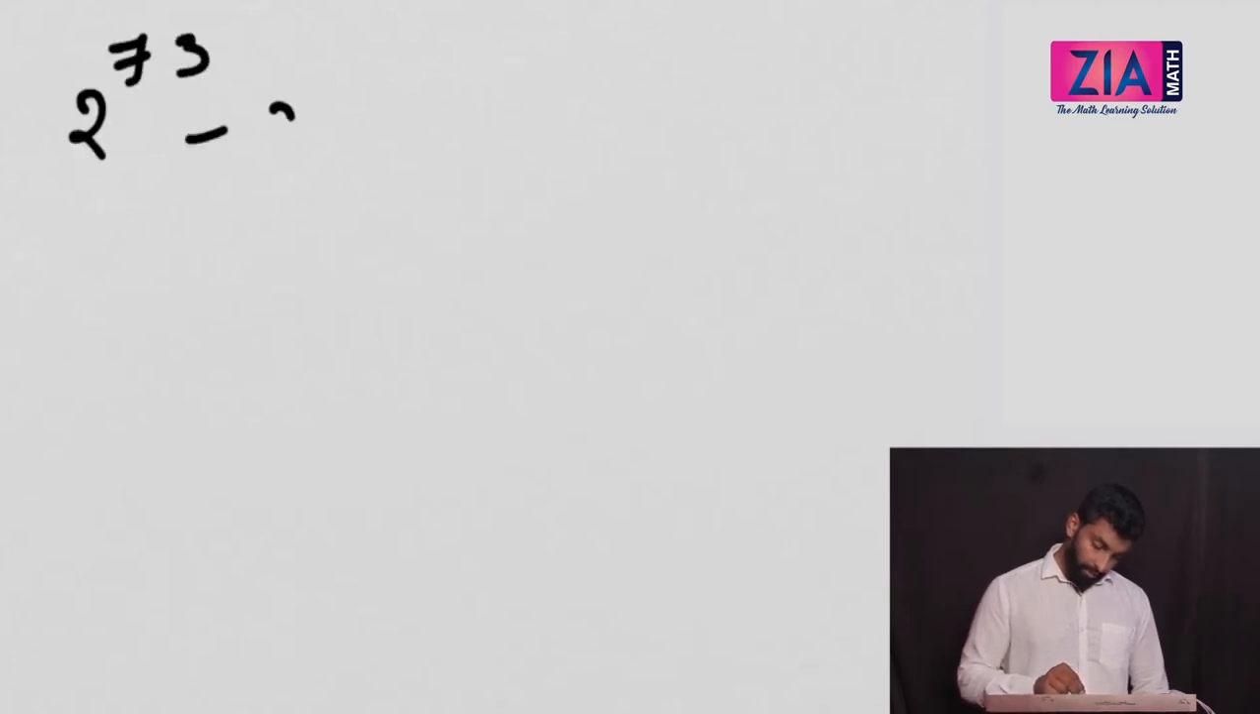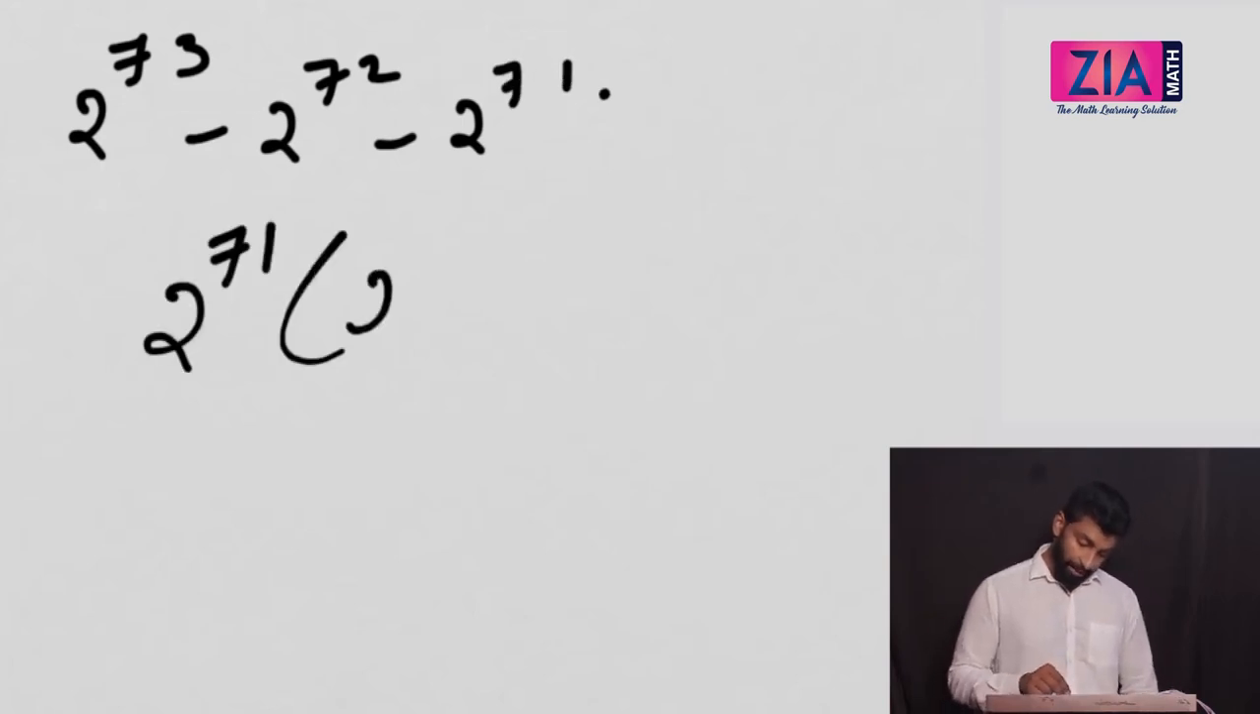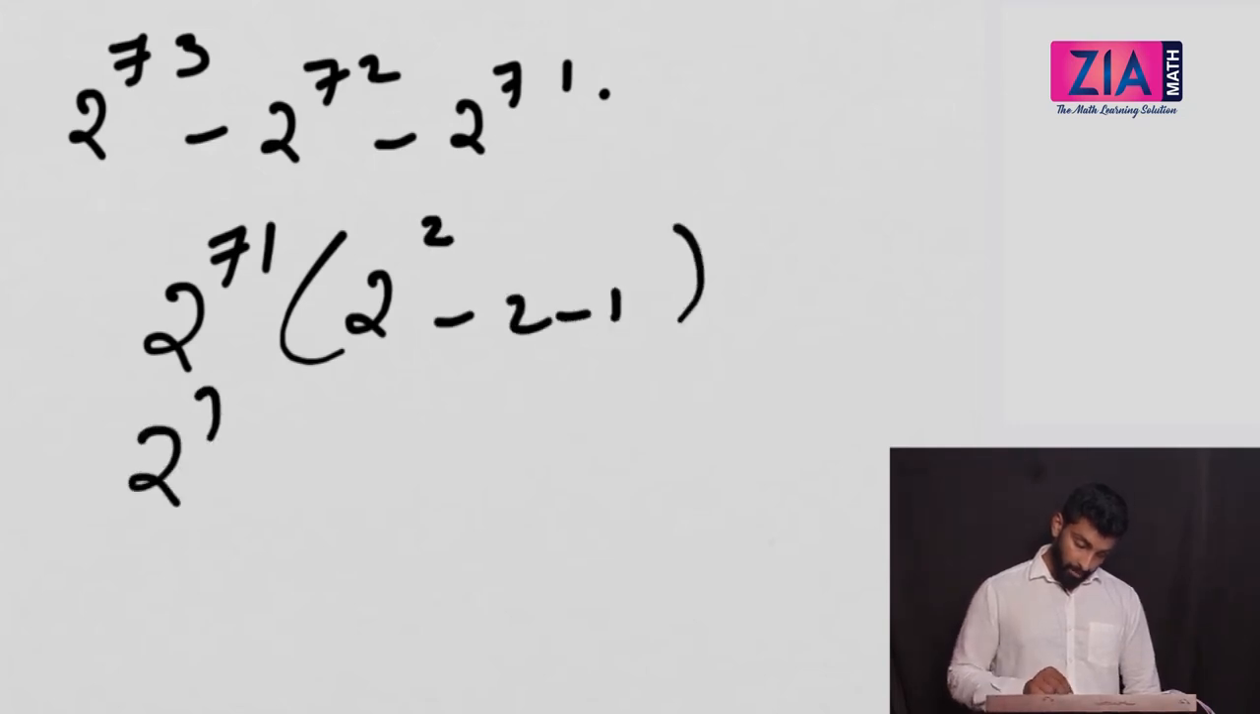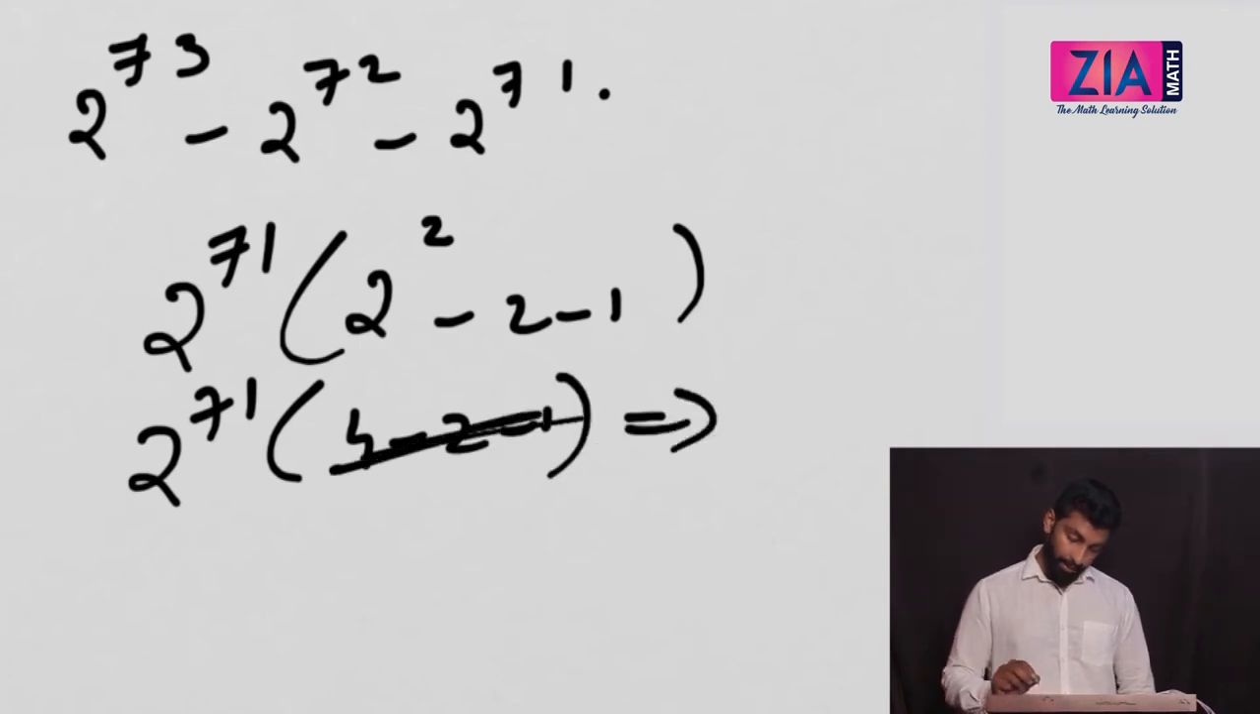What you need to find. So what is the question? 2 raised to 73 minus 2 raised to 72 minus 2 raised to 71, right? You just take 2 raised to 71 out, so you'll get in bracket 2 raised to 2 minus 1. So this is nothing but 2 raised to 71 into 4 minus 2 minus 1. So this will get cancelled out and you get 2 raised to 71.